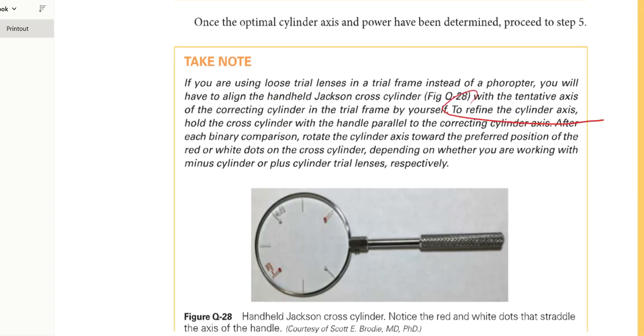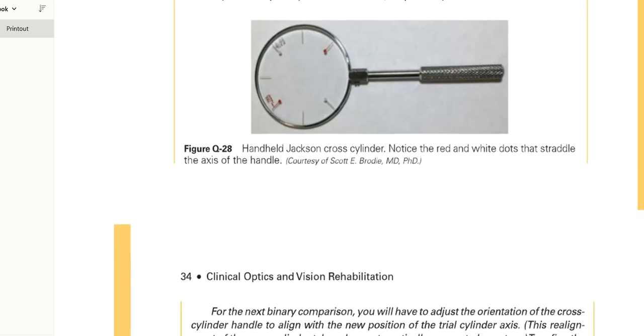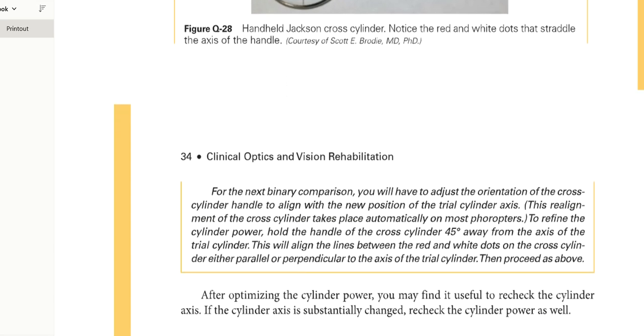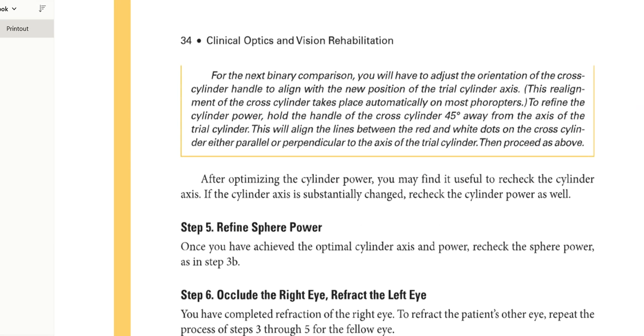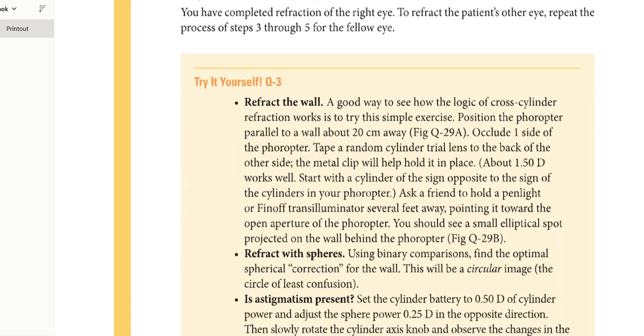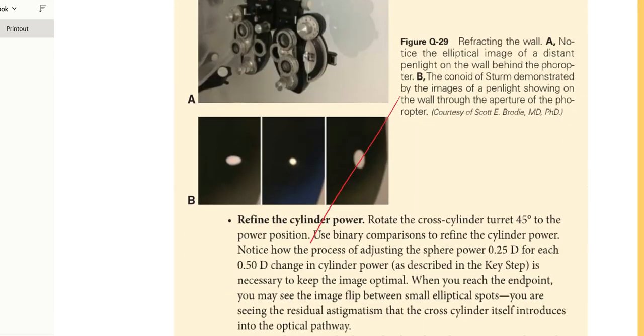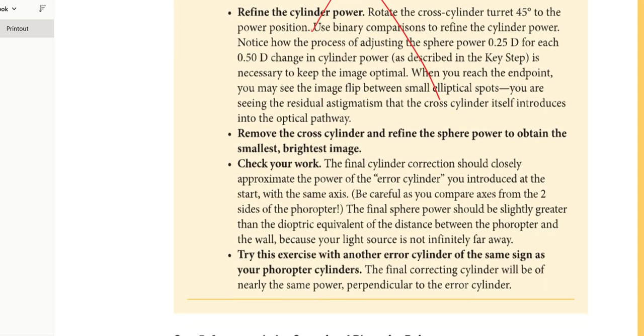To define the cylindrical axis, hold the Jackson cross cylinder with the handle parallel to the corresponding cylindrical axis. You will read this in detail in the cross cylinder. And to define the cylindrical power, hold the handle 45 degrees away from the axis of the trial cylinder. Please read these two points only. This is not important. Not important. Okay.